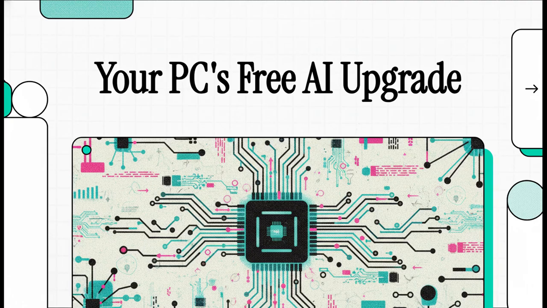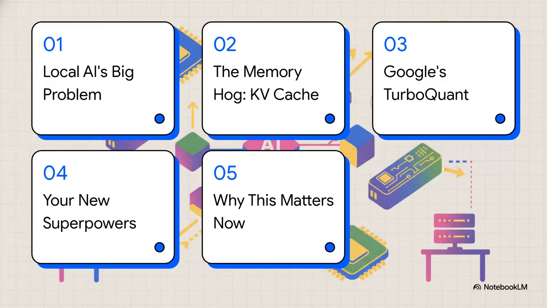Today, we're talking about a quiet but absolutely massive breakthrough from Google that's about to give your personal computer a huge AI upgrade, and it's completely free. It's a technology called TurboQuant, and believe me, it is a total game changer for running powerful AI right on your own machine. So here's how we're going to break it down.